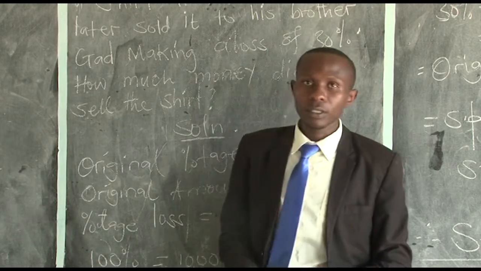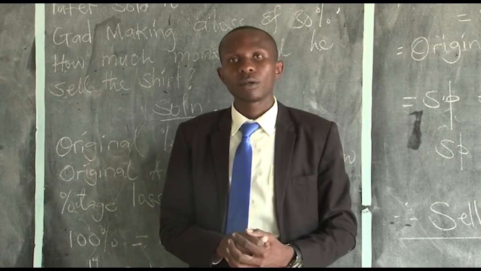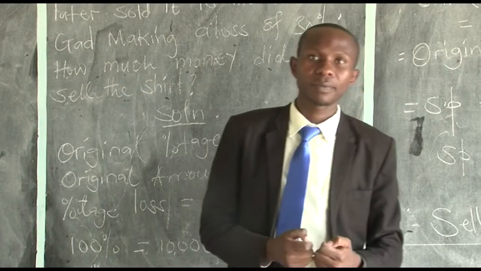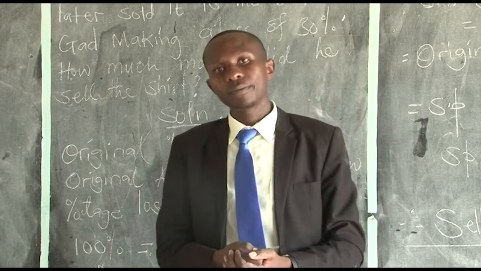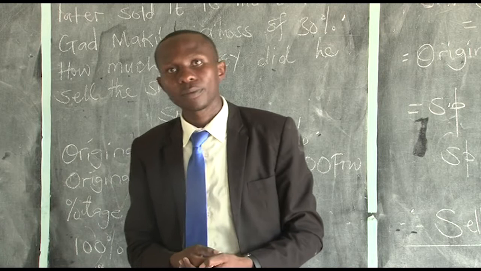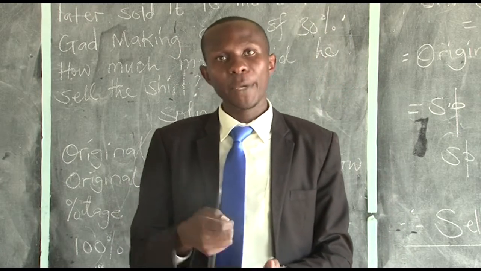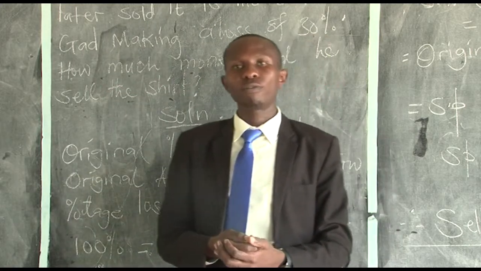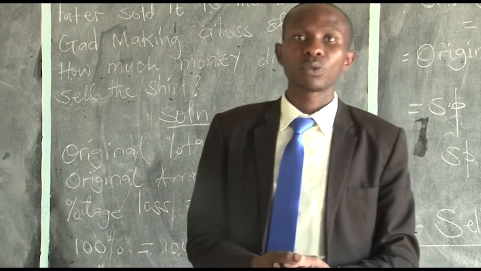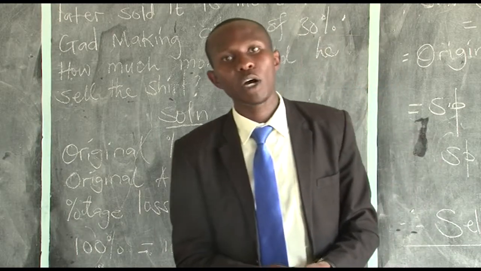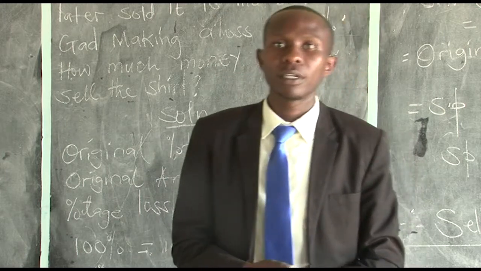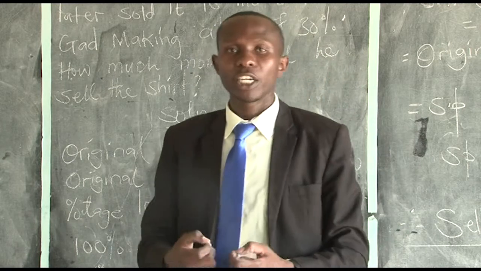Question 1, what does it say? Question 1 says, Kenya bought a phone at 100,000 francs and sold it to Brian, making a loss of 17%. Full stop. Calculate the amount the phone was sold at.